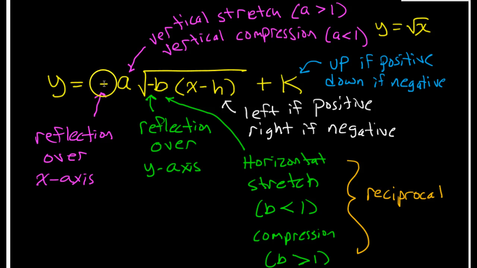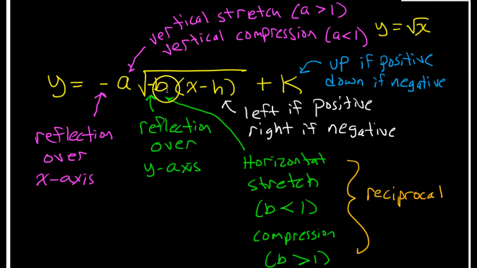If you have a negative sign in the front, that's a reflection over the x-axis. This a value, picture this being a 3 or a 1/3. This a value is going to be a vertical stretch if it's bigger than 1, or a vertical compression if it's less than 1. If you have a negative sign inside the function, that's a reflection over the y-axis.